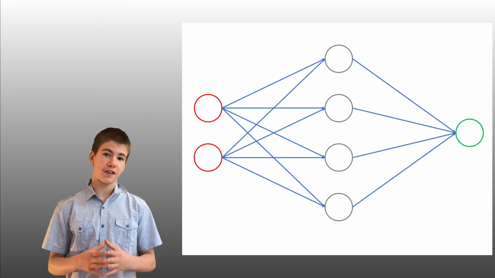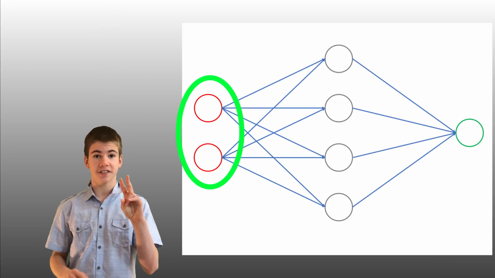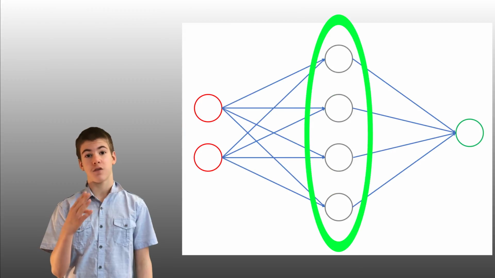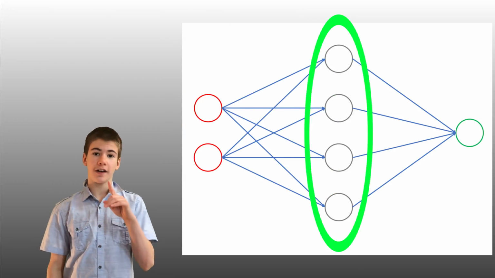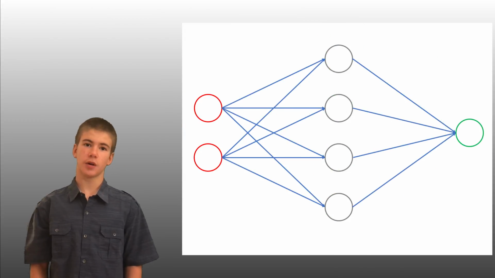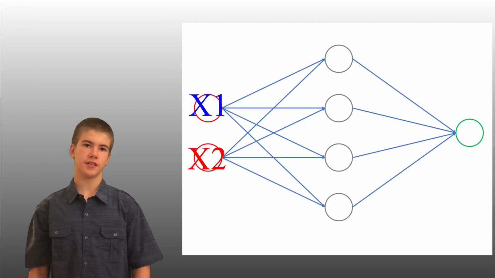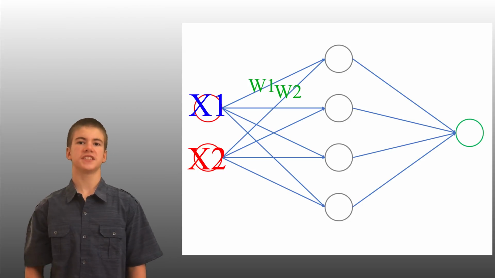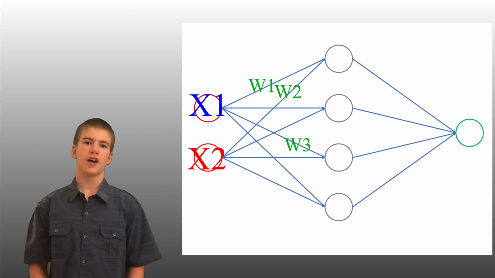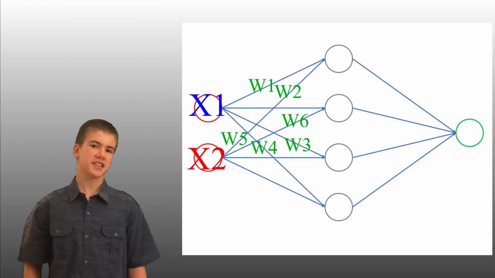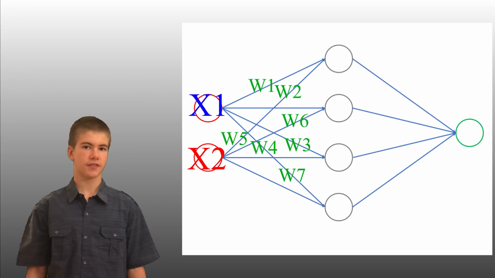Our neural network for this video will have 2 input neurons, 1 hidden layer with 4 neurons in it, and 1 output neuron. We'll call x1 the input from our first input neuron, and x2 the input from the second neuron. We will also call w1 the first weight, w2 the second, w3 the third, w4 the fourth, w5 the fifth, w6 the sixth, w7 the seventh, and w8 the eighth.